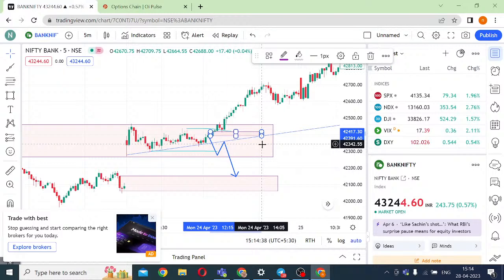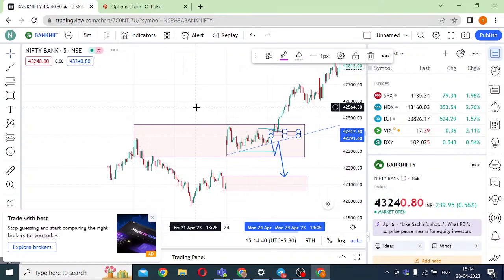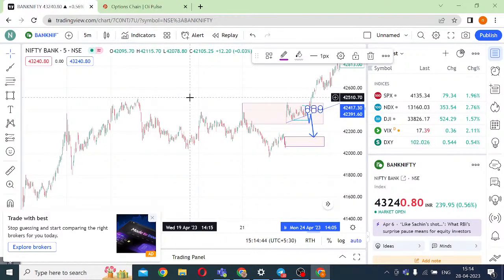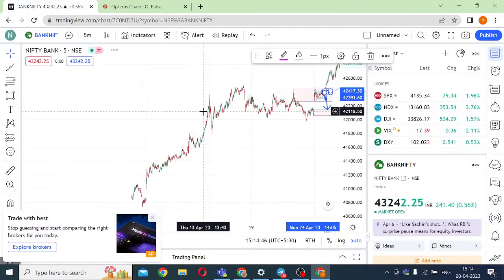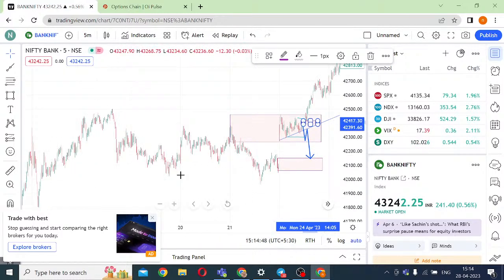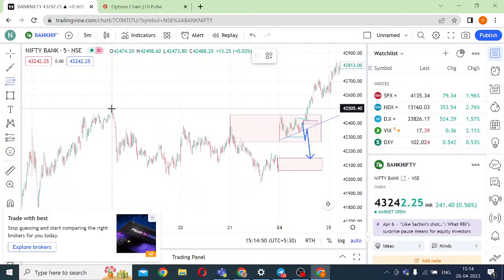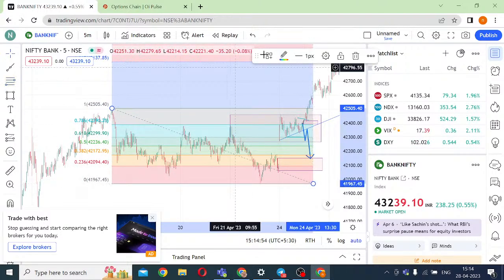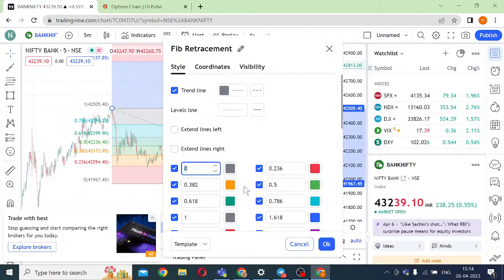Puts, you enter small quantity. Targets typically are the swing highs. Now if you see right here, the swing high was at 42,510, and you try to take a fib retracement level at 1.27. So this is your target.